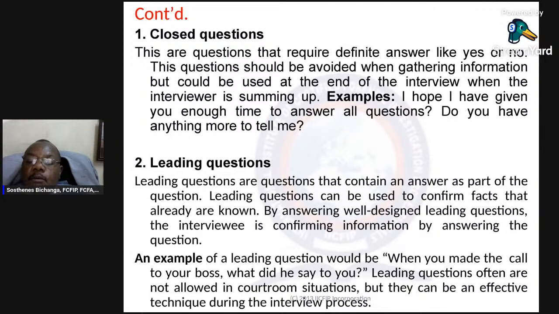Leading questions. These are questions that contain an answer as part of the question. They are not recommended during the investigation. An example of leading questions is, when you made the call to your boss, what did he say to you? Leading questions often are not allowed in courtroom situations, but they can be an effective technique during the interviewing process. Next.